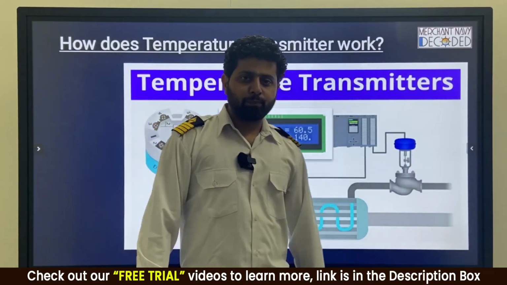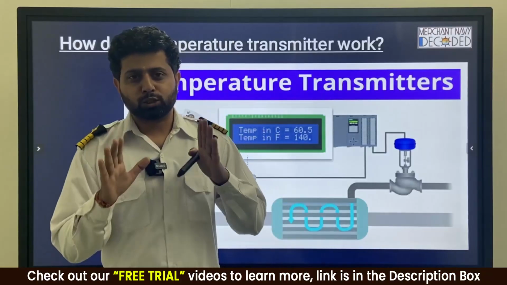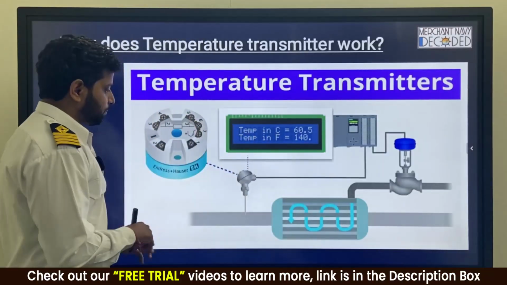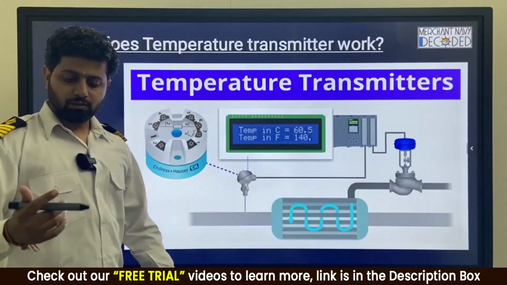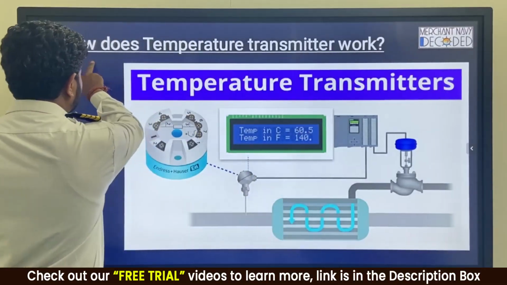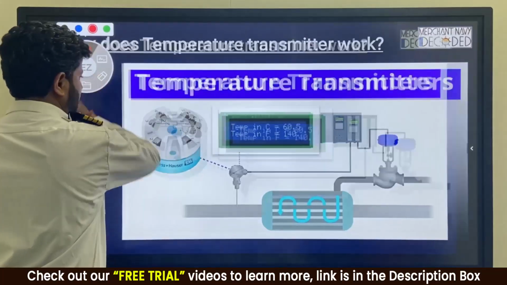This is a very important topic of automation. How does a temperature transmitter work? So over here, what I've done is, this is say a fuel oil heater. Simple. Again, it is to my discretion; I want to make it easy for you to understand.